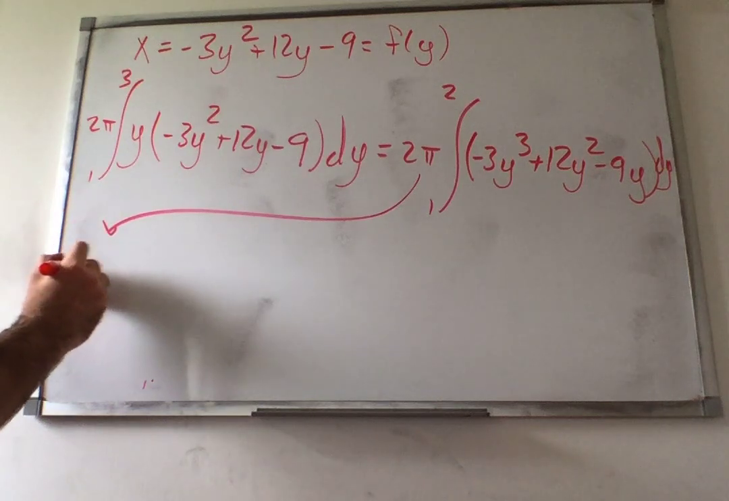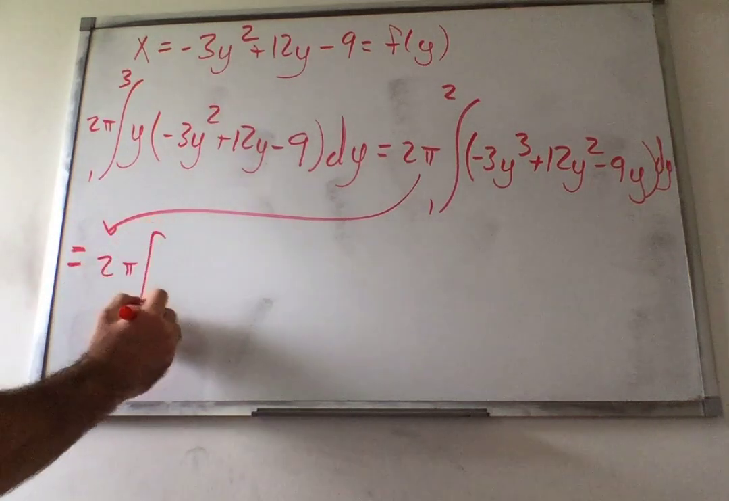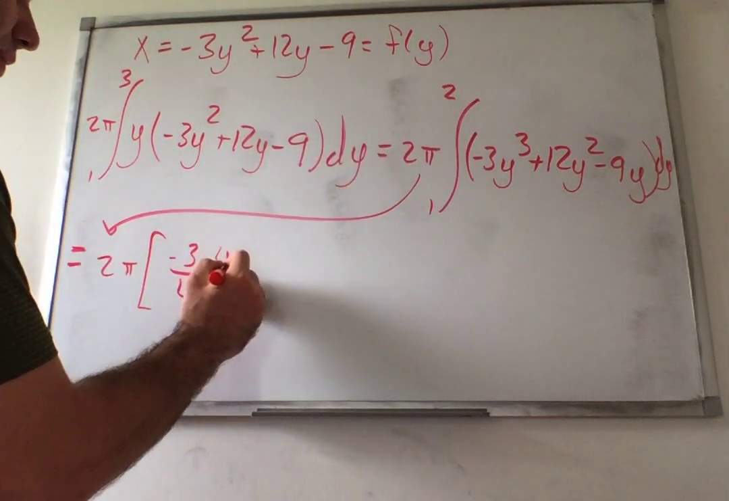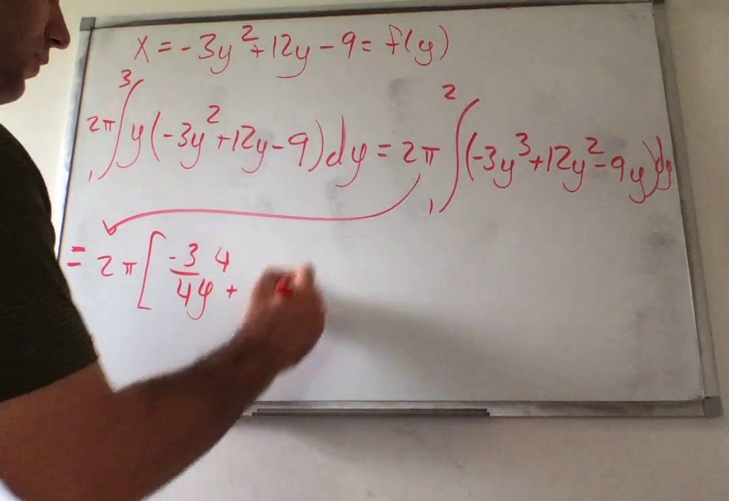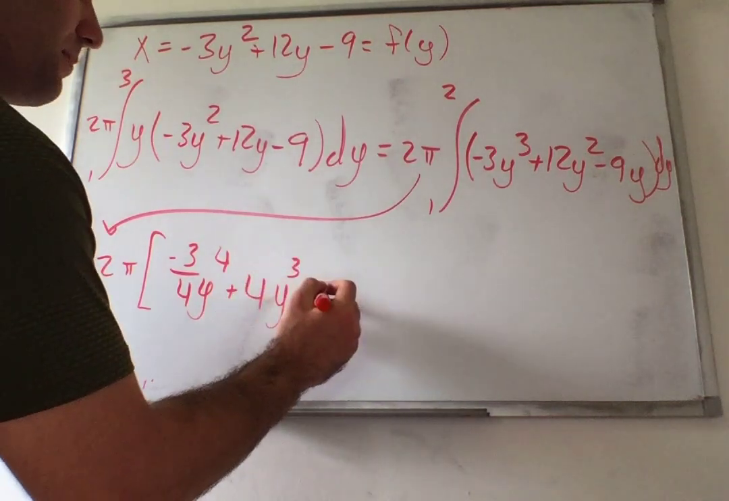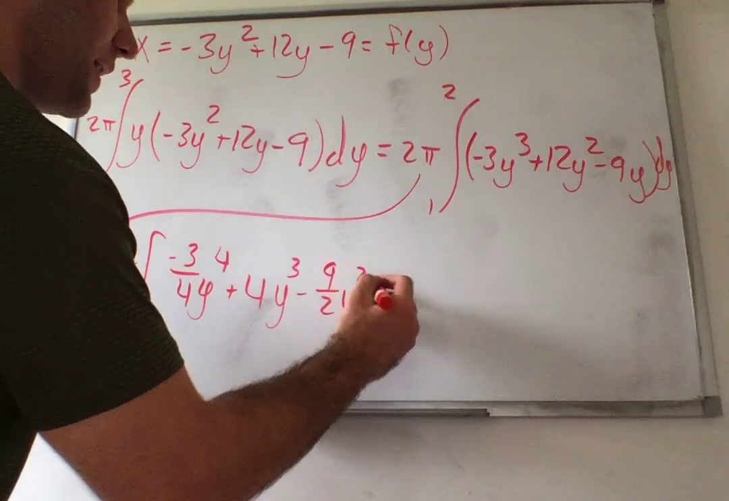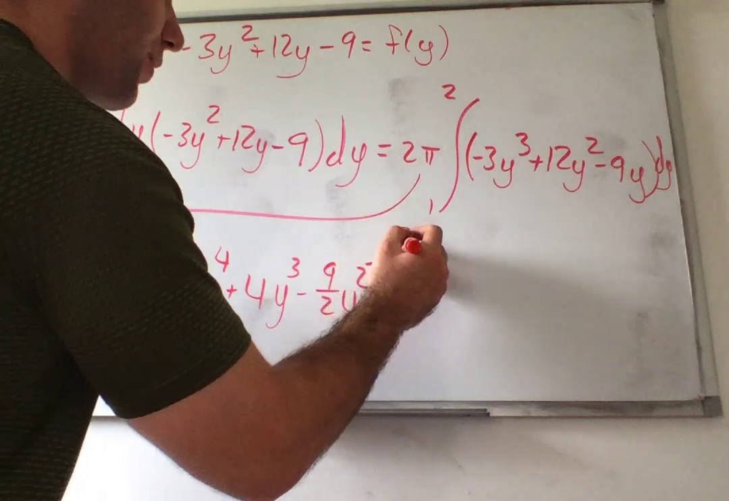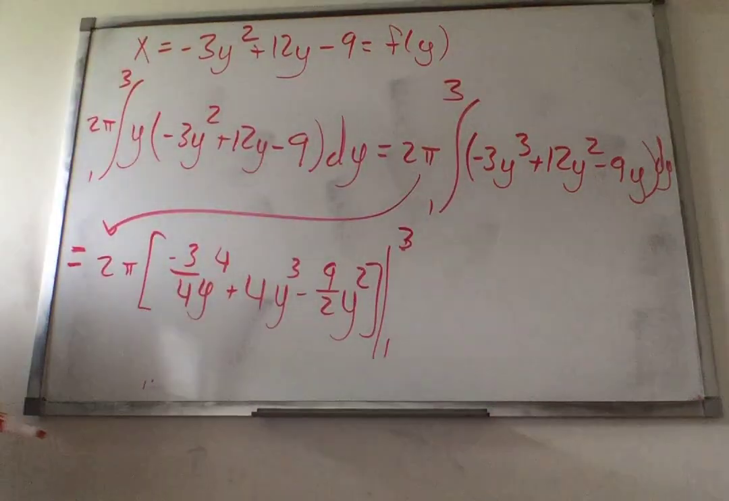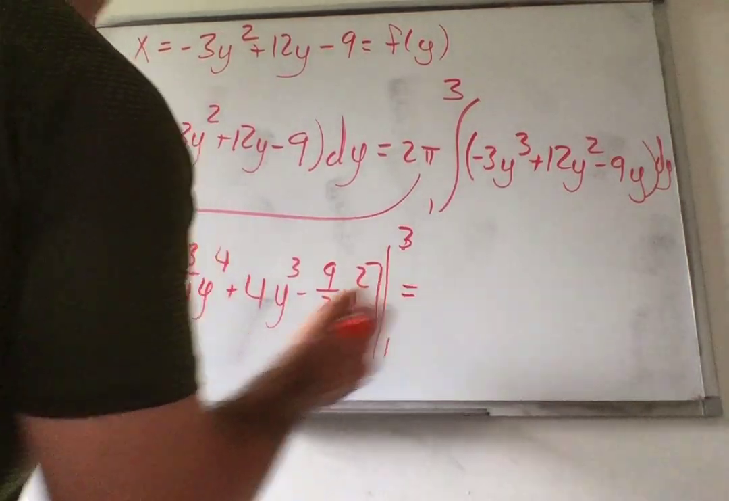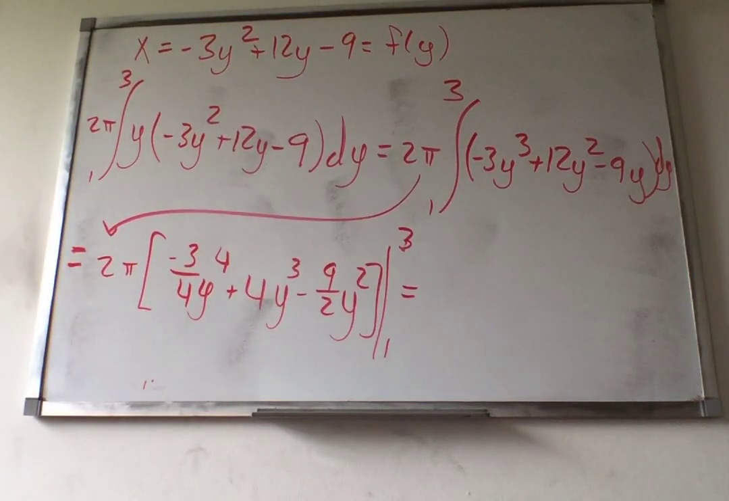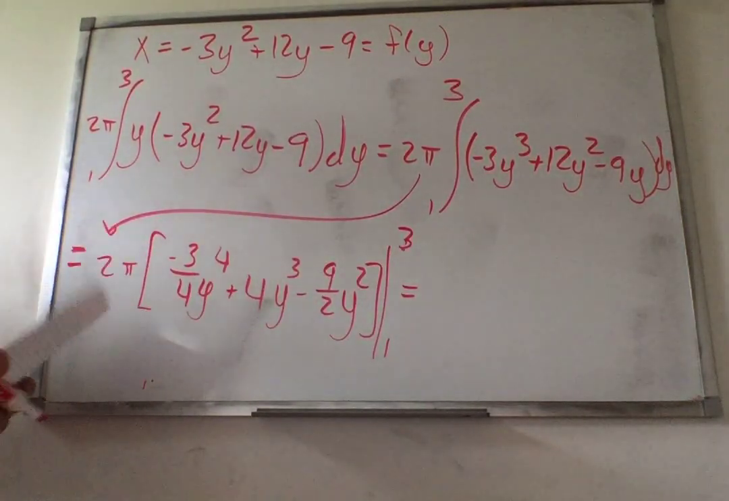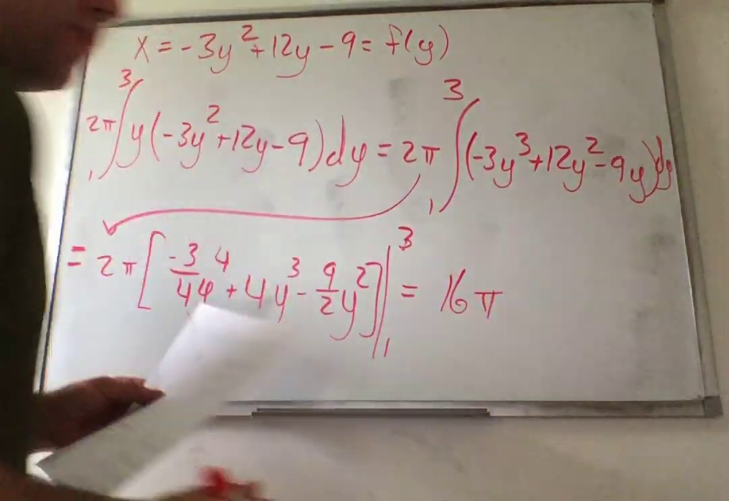Coming over here, 2 pi times, integrate, negative 3/4 y to the 4th plus y cubed, there's a 4 out front, minus 9/2 y squared, evaluated from 1 to 3. I have a 2 up here. I don't know why I have a 2 up there. It should be from 1 to 3. Again, plugging everything in, plugging in 3, plugging in 1, you get 16 pi.